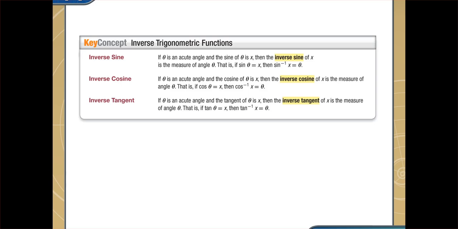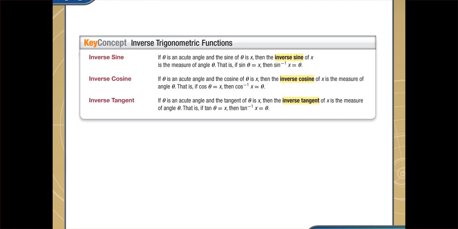Now let's look at the last one, inverse tangent. If tangent of the reference angle theta equals x, then inverse tangent of x equals the reference angle theta. Again, the domain for the tangent becomes the range for the inverse tangent. The range for the tangent becomes the domain for the inverse tangent.